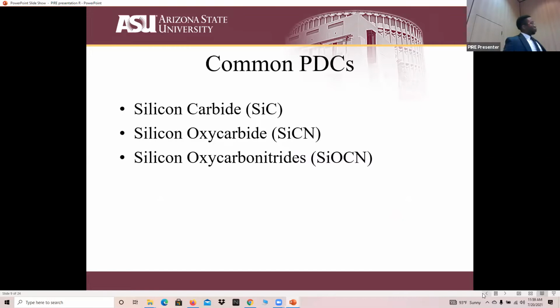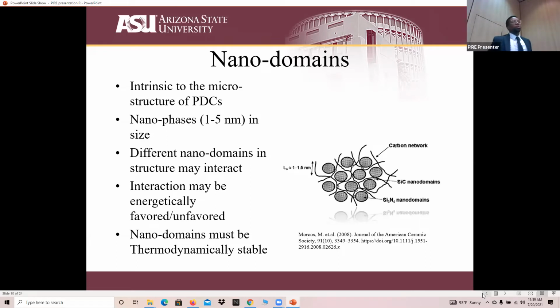Some of the common PDCs that one may have heard of or even worked with include silicon carbide, silicon oxycarbides, silicon oxycarbonitrides. I talked a little bit about nanodomains, but what exactly are nanodomains? Nanodomains, first of all, are intrinsic to the microstructure of PDCs. These are nanophases that typically vary between 1 and 5 nanometers in size. And the different nanodomains that you may have in your ceramic matrix may or may not interact with one another. In case they do interact with one another, the interaction that exists between them may or may not be energetically favorable. And that's exactly what we assess in our study.